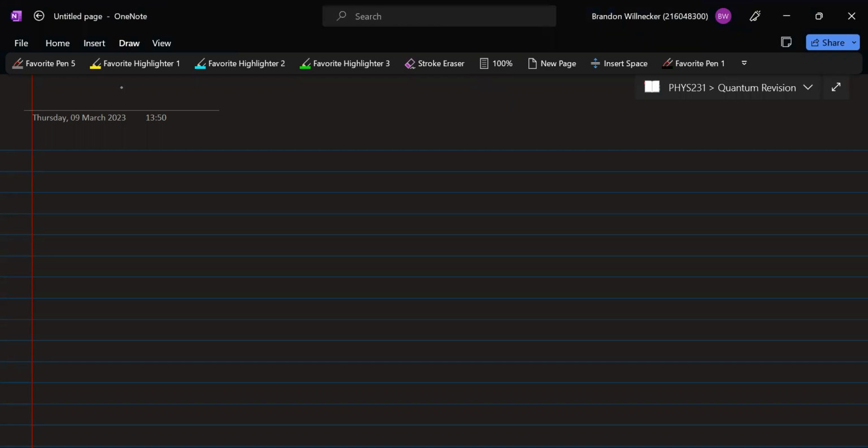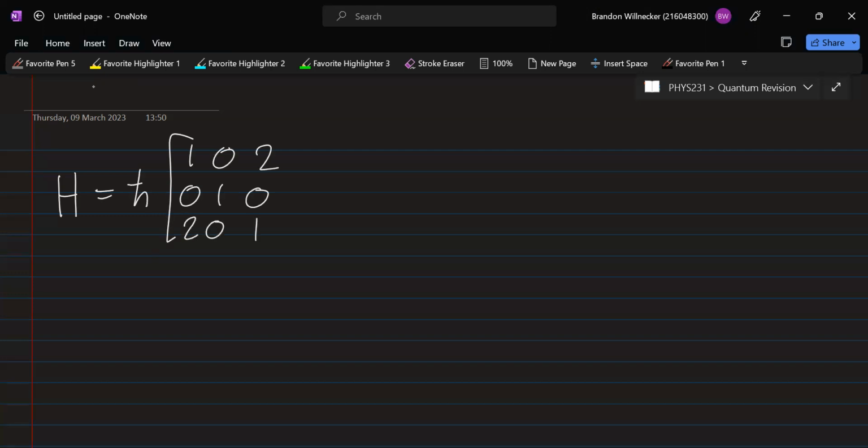Okay, so we begin with the Hamiltonian H bar times the matrix 1, 0, 2; 0, 1, 0; 2, 0, 1. Okay, so you can quickly check that this is a Hermitian operator.